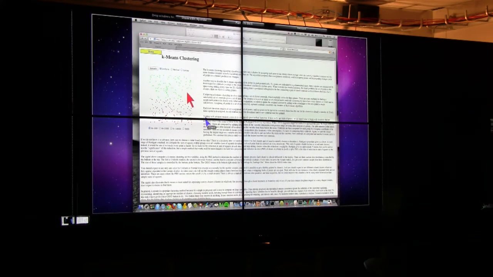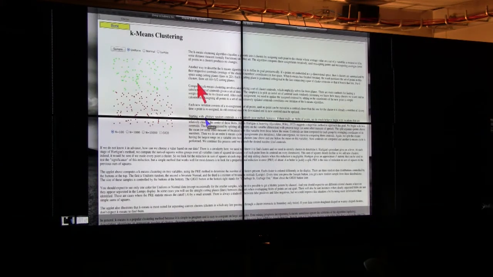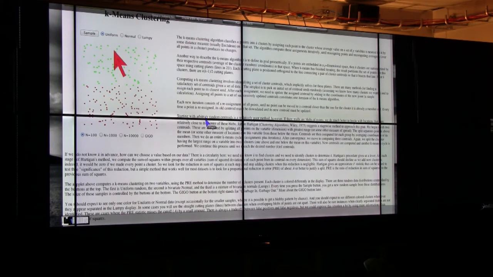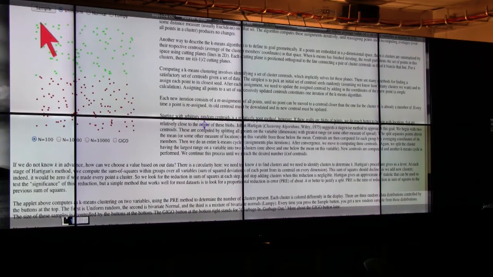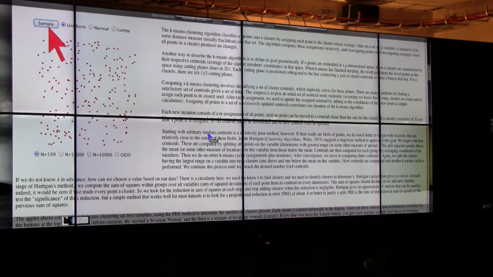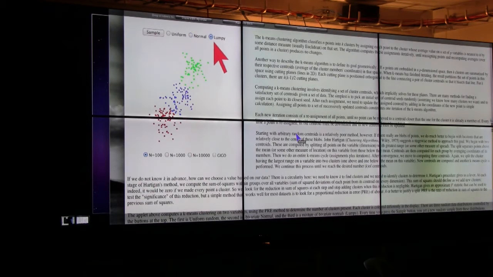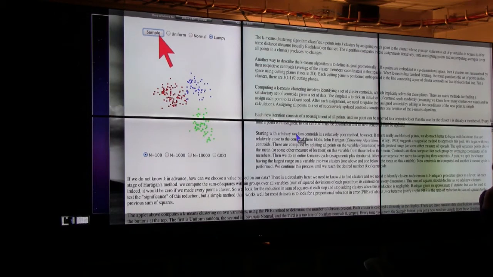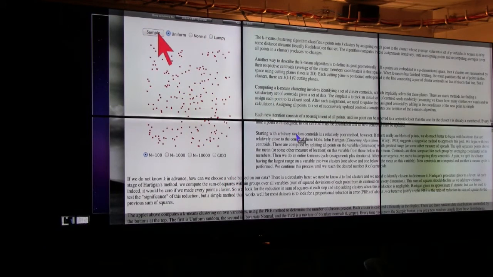So here's an illustration of k-means. There are these buttons here at the top. This is a uniform distribution. With a uniform distribution, how many clusters do we expect? One cluster, right? And then we have the normal distribution. We also expect one cluster. And then we have what is called a lumpy distribution, where we have very nice clumping clusters that we can easily separate, right? The buttons all the way at the bottom control how many data points, and I can rerun the algorithm by just hitting sample, right?